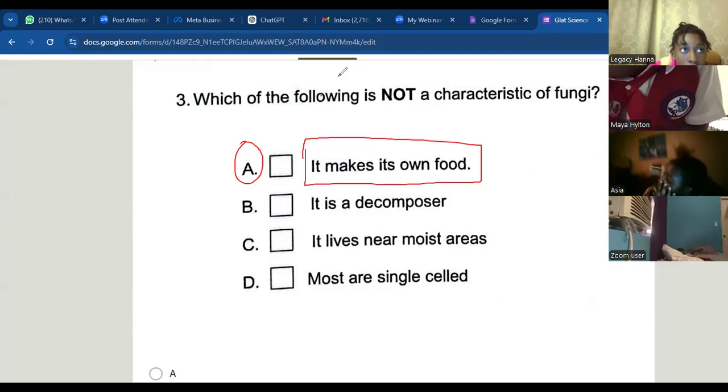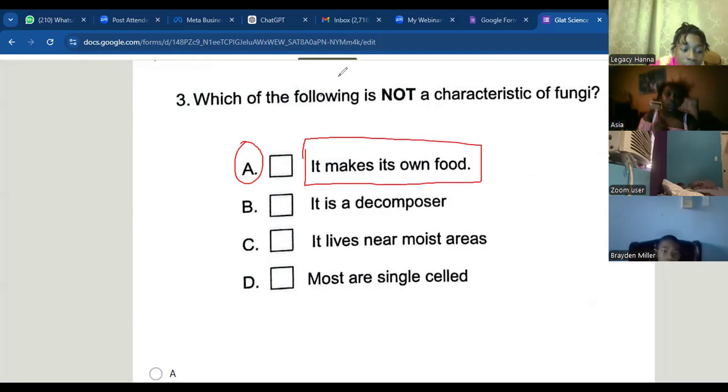Poop. Mold. Mold, yes. What else? Mold, yeast, mushrooms. Yeast, mushrooms, yes. All those examples.